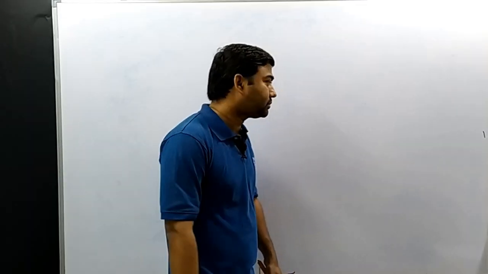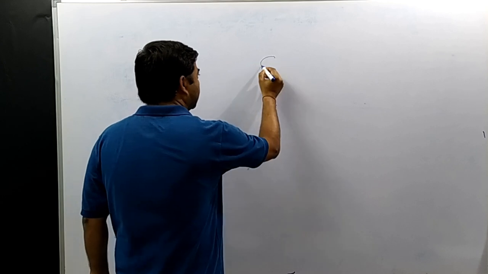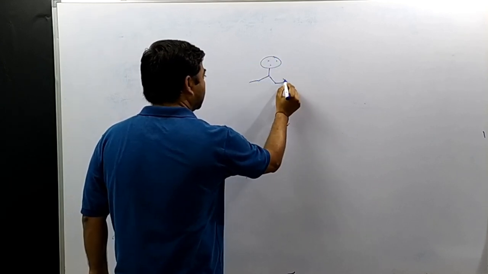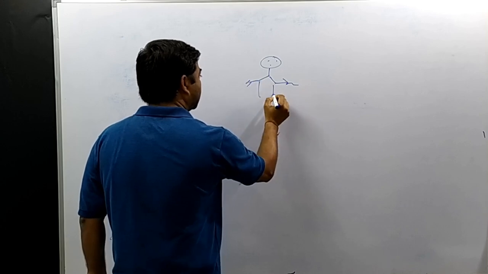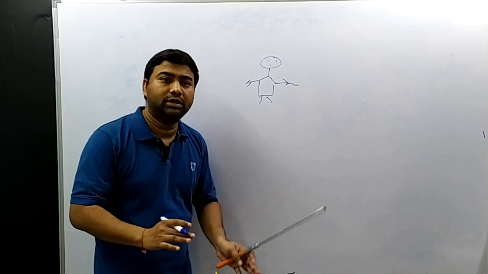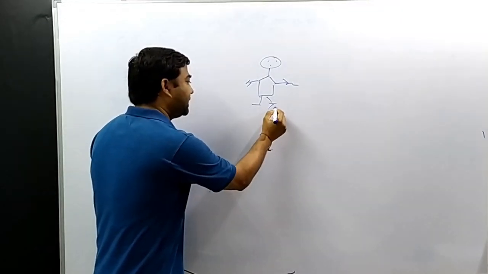For example, this is a person. This is a person standing on the ground. He is standing on the ground.